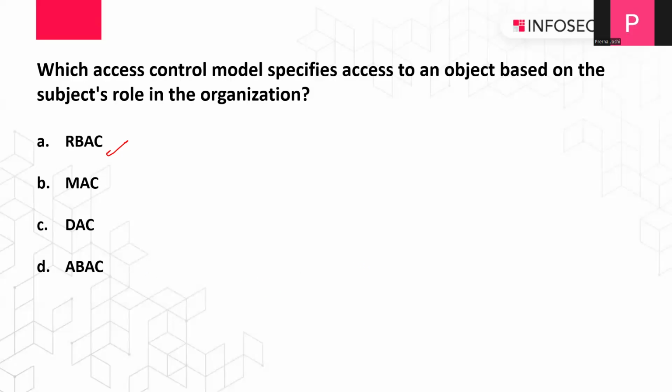Okay. So when we go back to this question, it is saying that the control model specifies access to an object based on the subject's role. So object is what? Object means something which you are accessing. Subject means the one who has to access that object. So here in these options, the correct answer is role-based access control because the access is given based on the role of the subject in the organization. So the correct answer is A, that is role-based access control. Now let's move to the next question.